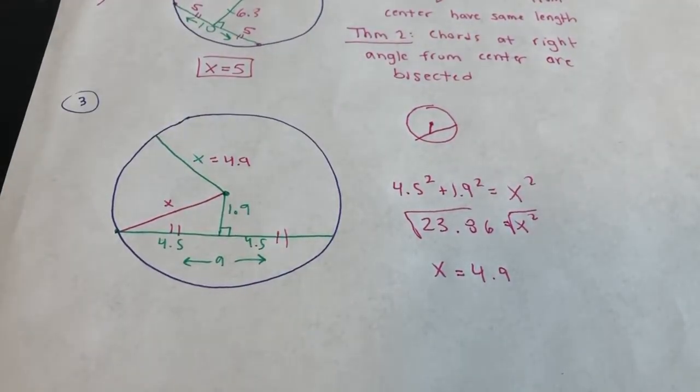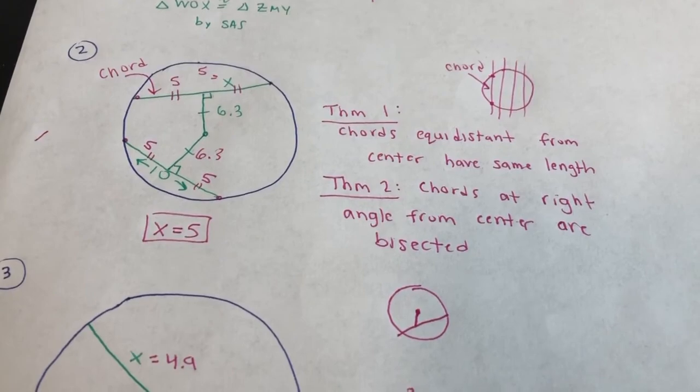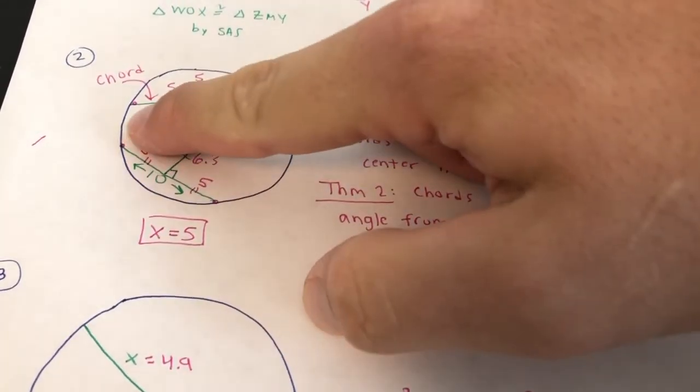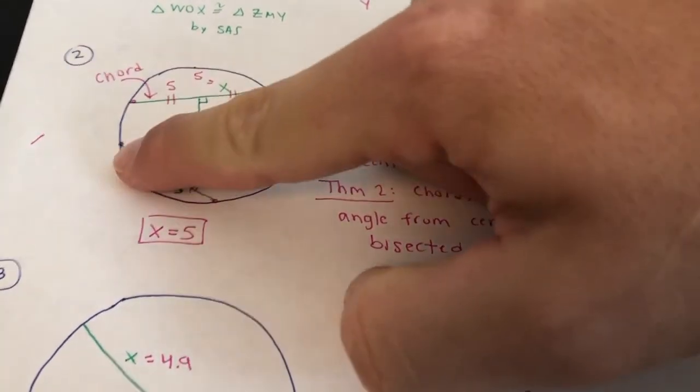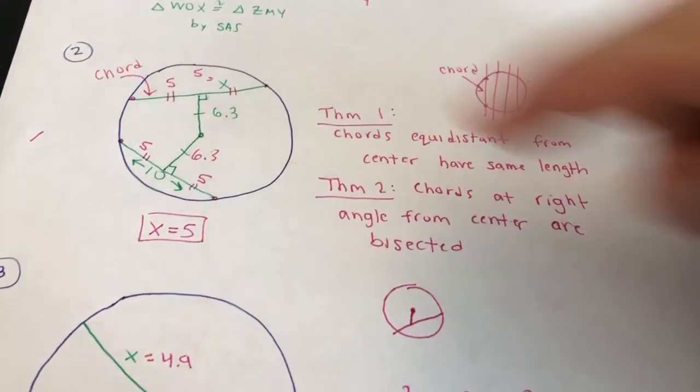So those are three examples using the theorems right here. Equidistant chords make the same length chords, and if it's a right angle, it bisects the chords into two parts.